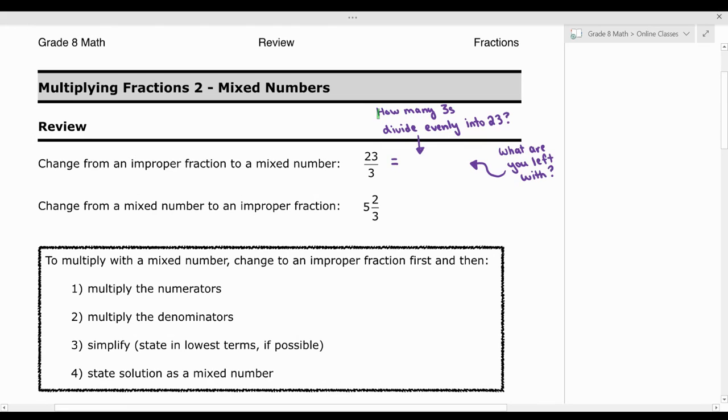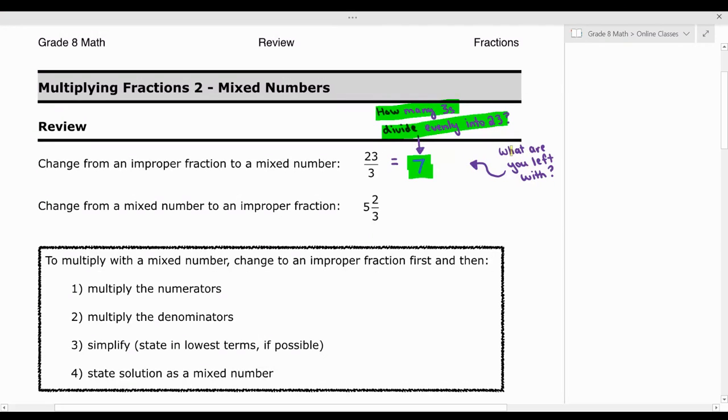So the first question asks you, how many 3's divide evenly into 23? So what we want to do is take this improper fraction and make it look something like that. There's going to be some sort of whole number, and then a proper fraction after the whole number. So I'm going to think about how many 3's divide evenly into 23. That's going to be my whole number. Well, I know that 7 times 3 is 21. So I know for sure 7 3's divide evenly into 23.